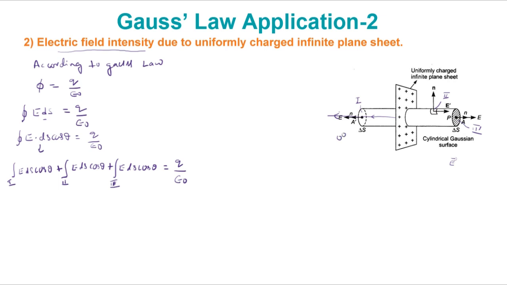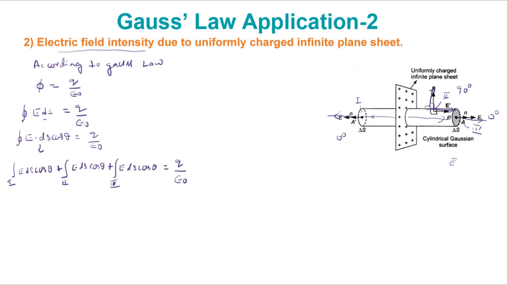Same thing on this side: the field direction is like that, the area direction is also like this, so both are in the same direction. Part 3 is also 0 degree. The angle between these two is also 0 degree. If you go for part 2, it is the upper portion, like this area. Here the field direction is like this and the area is showing upward direction. Area is upward, and the angle between these two is 90 degree.